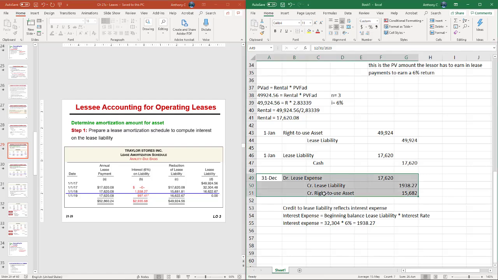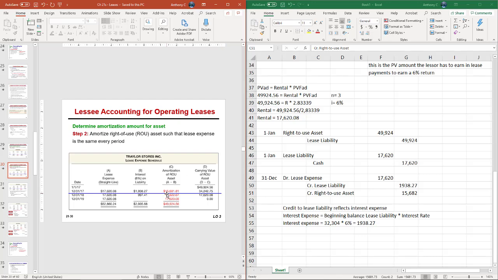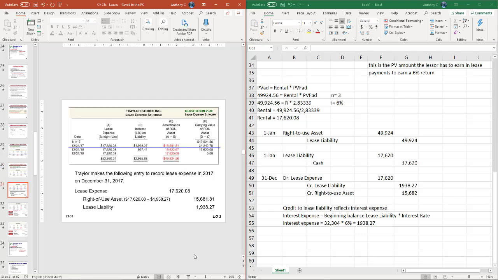To determine your amortization expense, your book uses what they call a lease expense schedule. All the schedule is showing is that the amount of amortization is the difference between our lease expense and our interest expense. So it just shows the same thing we've done here. Although I think creating a schedule for this is unnecessary, and I think for most people it will just make this more confusing. So we'll skip past this. And then this slide is just showing our journal entry to record lease expense at the end of the year, which we just did.